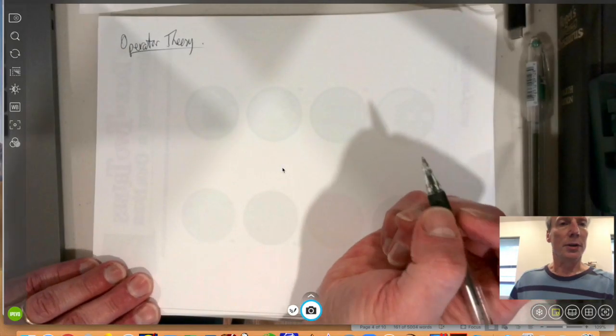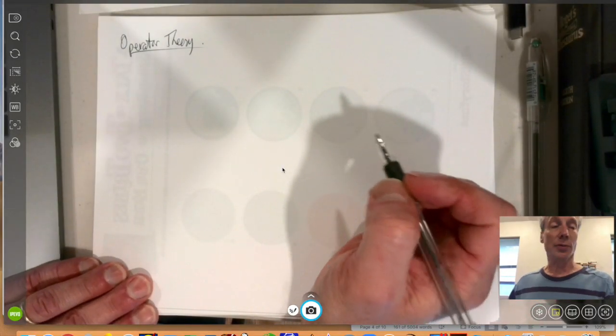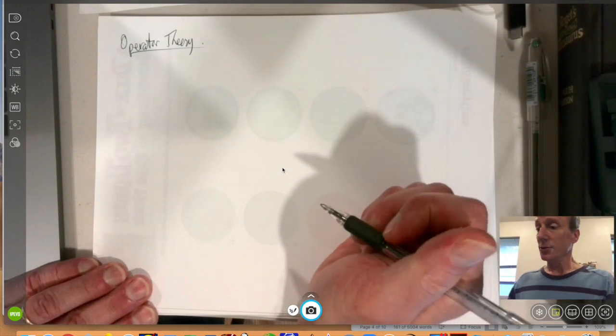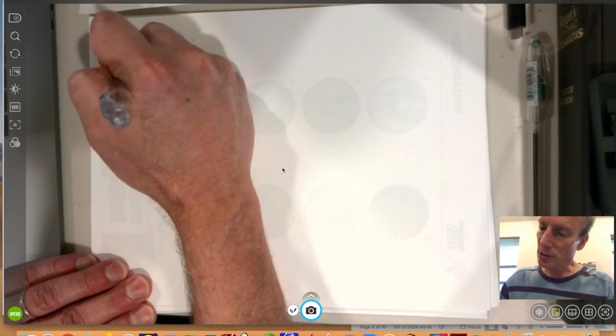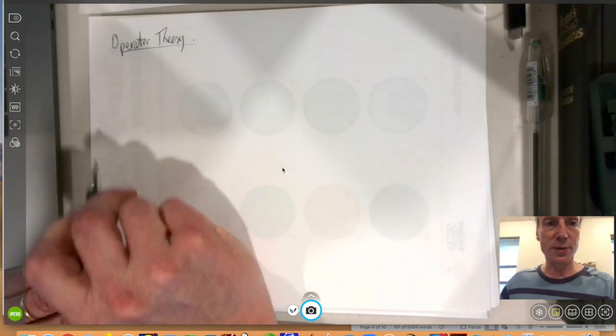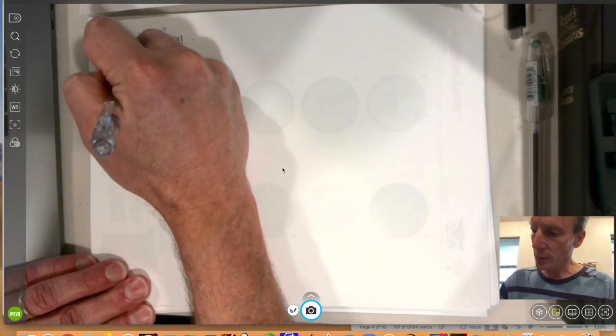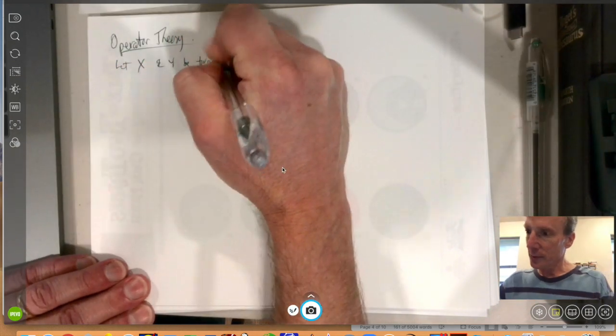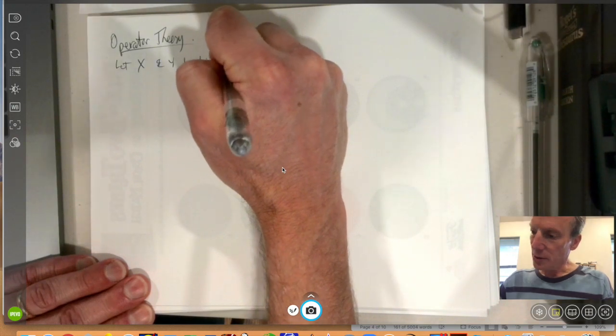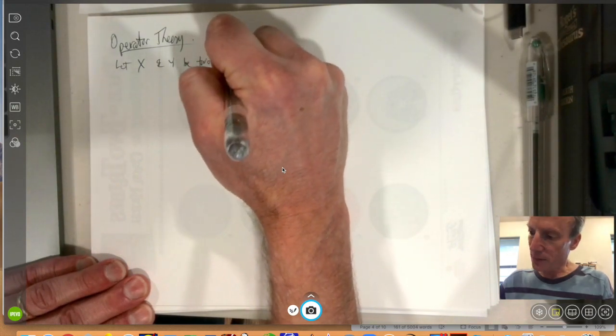So, what, you ask? Thanks for asking, Peter. Is operator theory? Well, we normally have a couple of vector spaces. Let's call them x and y. Two vector spaces. We also call them linear spaces.